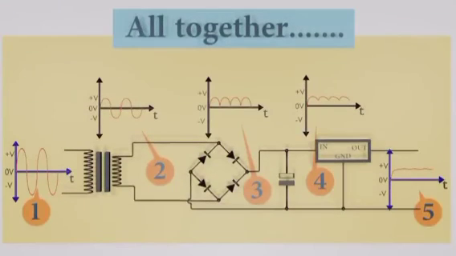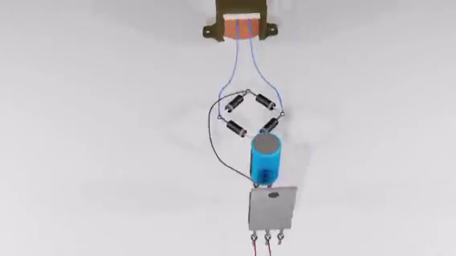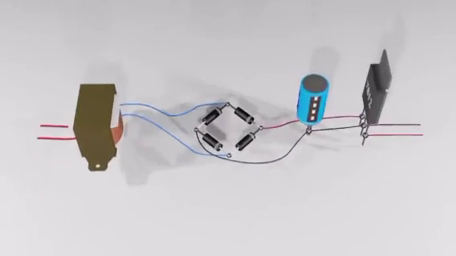We can summarize all of the above steps in one. The waveforms of each stage are like this. Finally, we have our 230V AC to 12V pure DC converter circuit. Hope this video helps you.